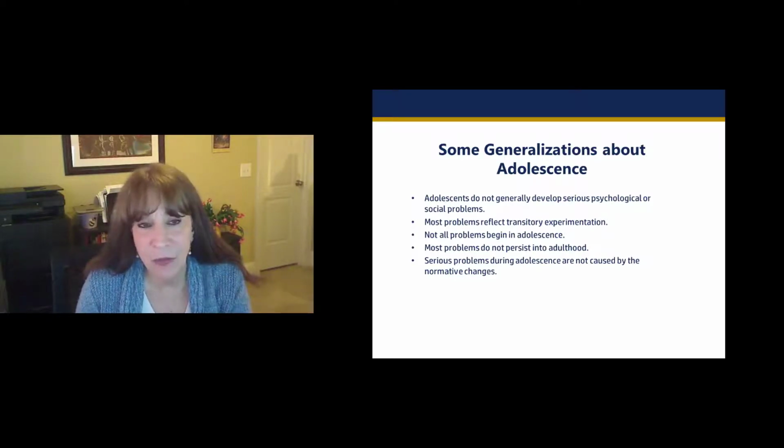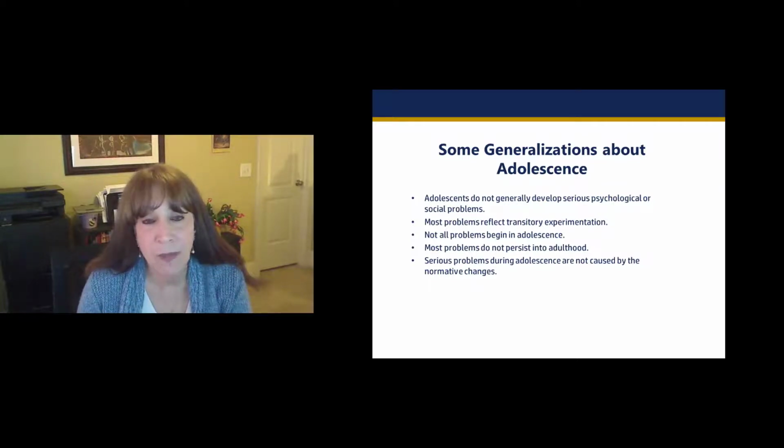I did want to say, first and foremost, adolescents generally do not develop serious psychological or social problems. That is a general rule. Most problems that they do exhibit are transitory. And with respect to drug use, it's just experimentation or risk-taking that's very experimental, but that does not continue into adulthood. Not all problems begin in adolescence. In fact, some begin in childhood and some do begin later. Although again, with substance use and abuse, it usually occurs in adolescence. And most problems do not persist into adulthood.